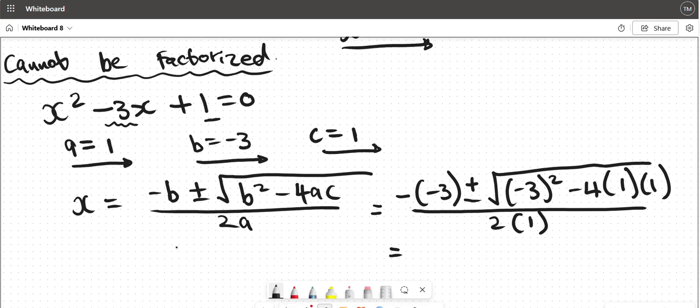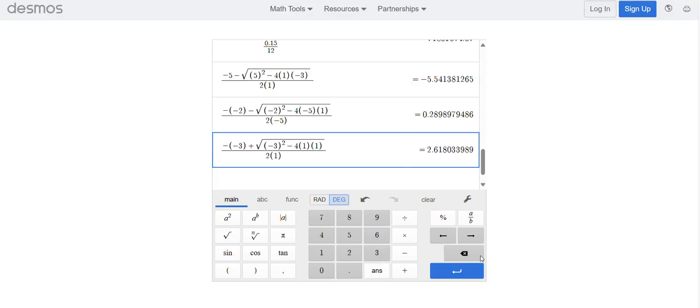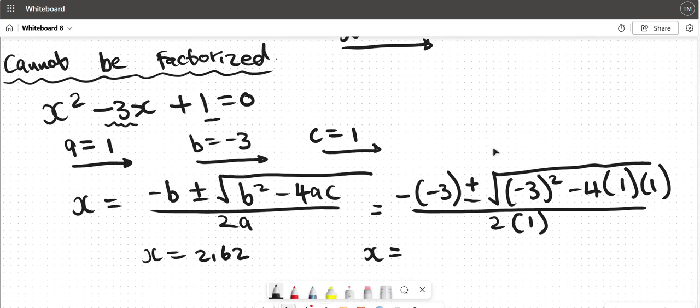First value of x is equal to 2.62. For the other value of x, you just need to go back into your equation, and wherever you had a plus next to the root, you change it into a minus, and the other value is 0.38. So this x is equal to 0.38. And there we go.